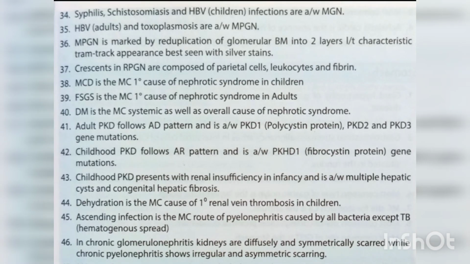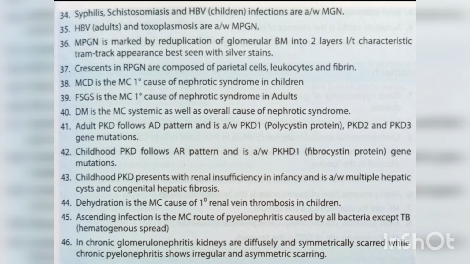Syphilis, schistosomiasis, and HBV in children are associated with MGN. HBV in adults and toxoplasmosis are associated with MPGN. MPGN is marked by reduplication of glomerular basement membrane into two layers, leading to characteristic tram-track appearance, best seen with silver stains. Crescents in RPGN are composed of parietal cells, leukocytes, and fibrin.